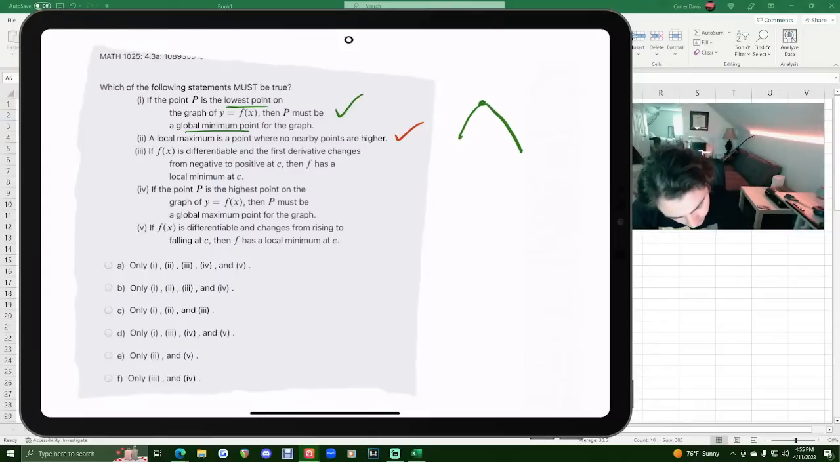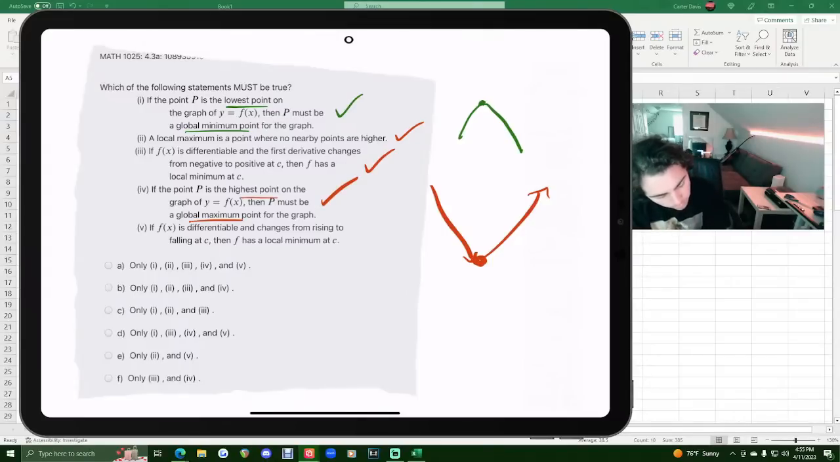F is differentiable. First derivative changes from negative to positive at a local minimum. We saw that before. That is true. F prime changing from negative to positive means the slope changes from negative to positive, so we do have a minimum. If the point P is the highest point, then P must be the global max. That's exactly right. Highest point means global max.